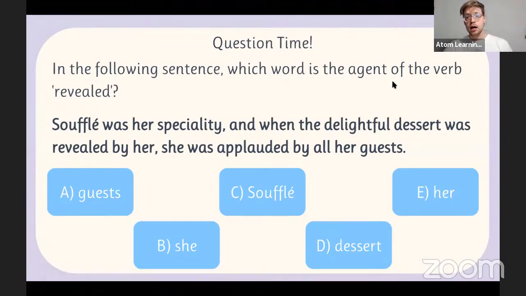So next up, as you notice, the questions will be getting progressively harder. In the following sentence, what is the agent of the verb revealed? And if you want an extension, could you give me an antonym for delightful?